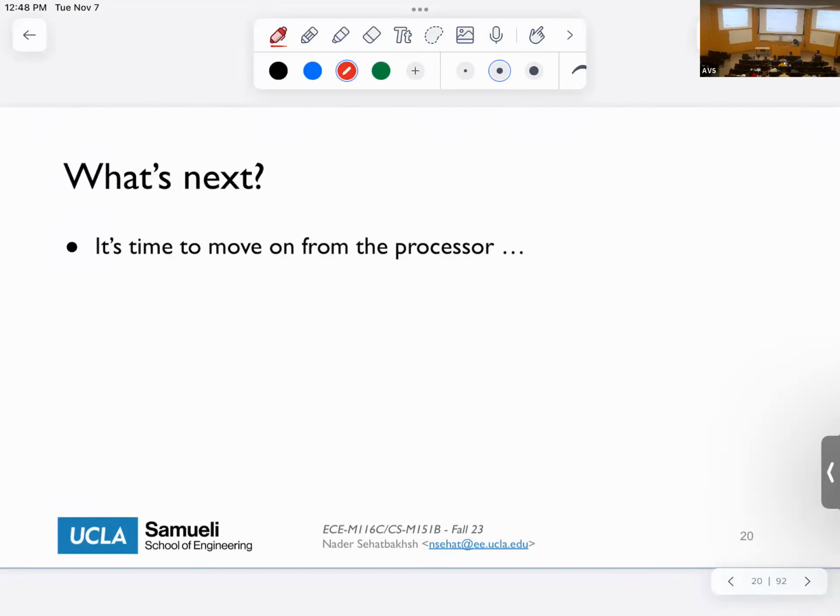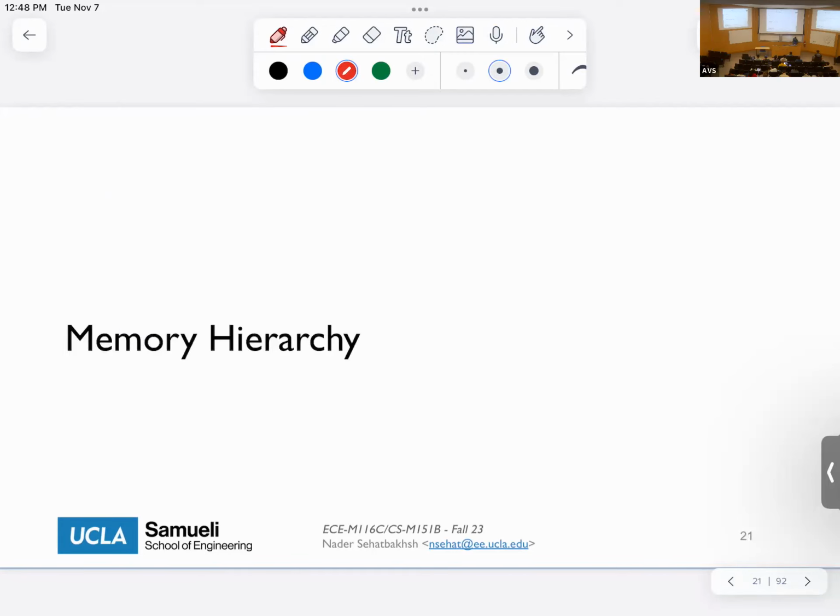Okay. So what's next? Let's take a step back and move on from the processor, and let's talk about memory a little bit. Particularly, let's talk about memory hierarchy. For the next few lectures this week and next week, I'm going to mostly talk about memory. I'm going to talk about caches, various different things about caches. Then I'm going to talk about the main memory and virtual addressing, physical addressing, and those things.